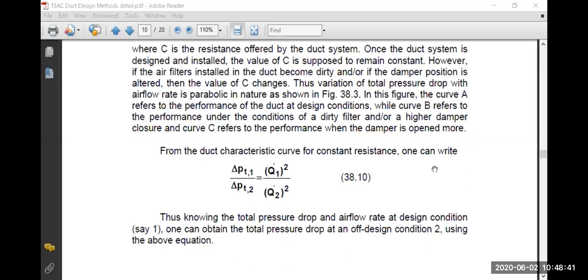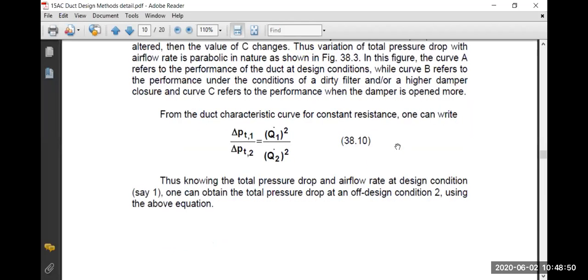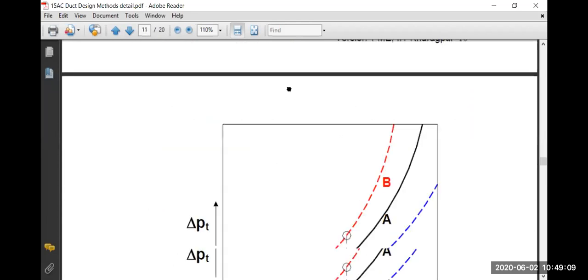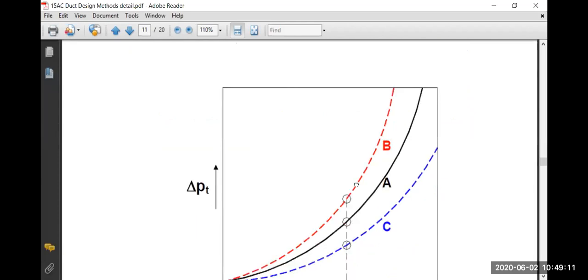Thus, variation of total pressure drop with airflow rate is parabolic in nature as shown in that figure which I've shown you. In this figure, curve A refers to the performance of the duct at design conditions, while curve B refers to the performance under the conditions of a dirty filter and or higher damper closure, and curve C refers to the performance when the damper is opened more. So this was the curve which I have shown you, curves A, B, and C. You can see it again.